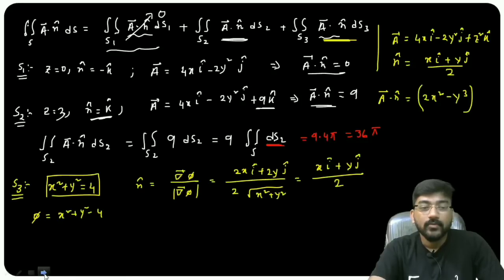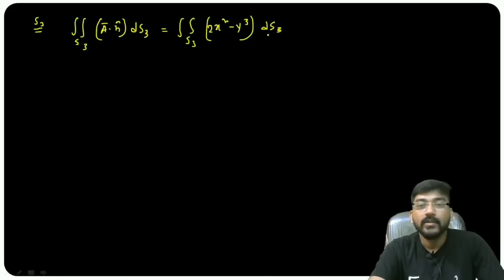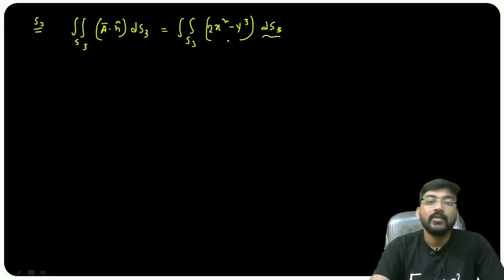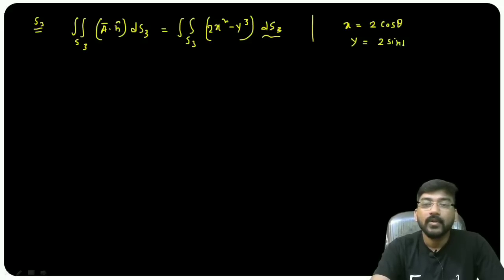So what you have to do here, you have to put, instead of dS3, 2 dθ dz, and you can put this x and y in polar form. You can put this x as 2 cos θ and y as 2 sin θ. Okay, so that x² + y² will be 4. So you have to put the polar form, keeping in mind this equation.